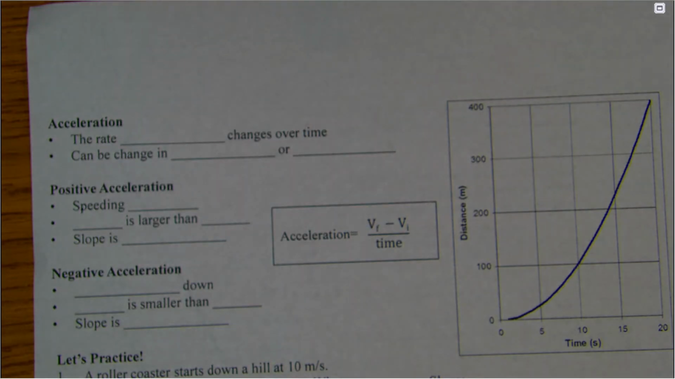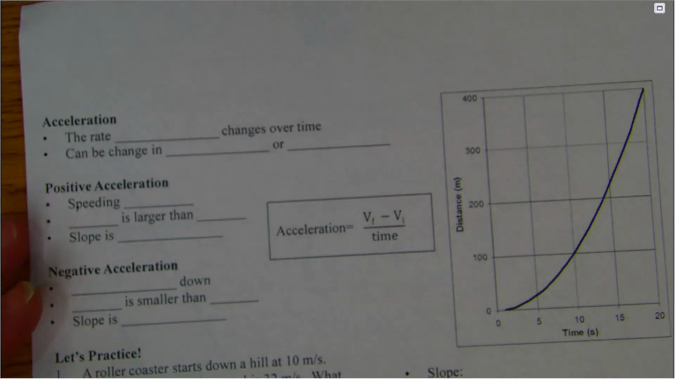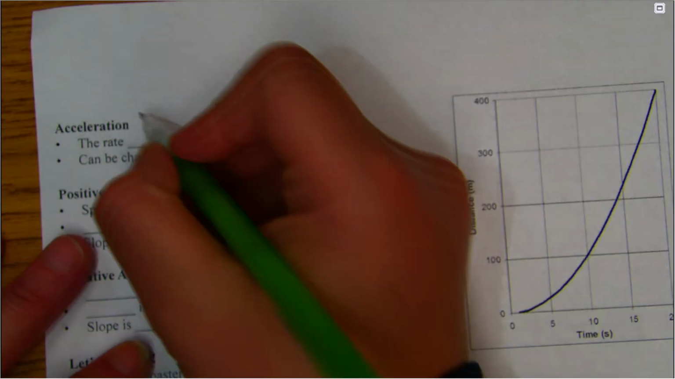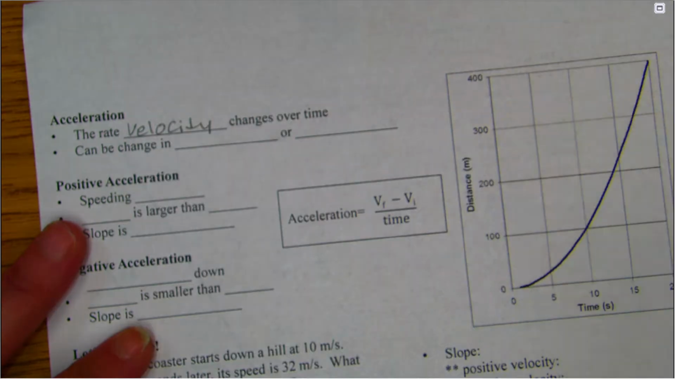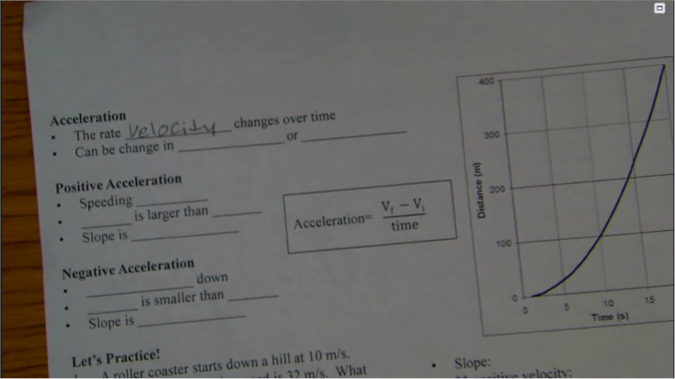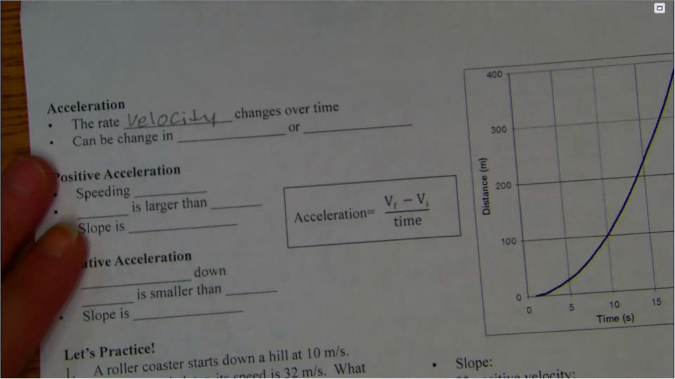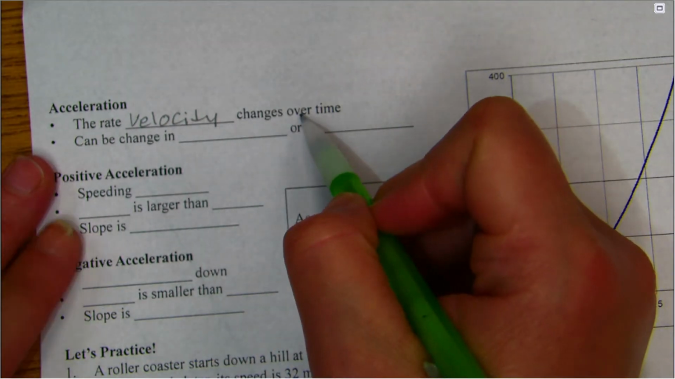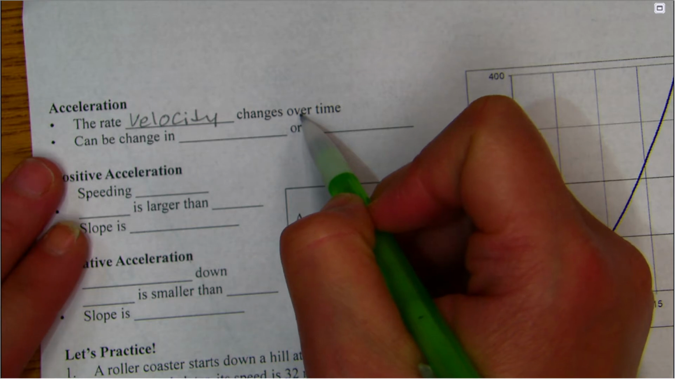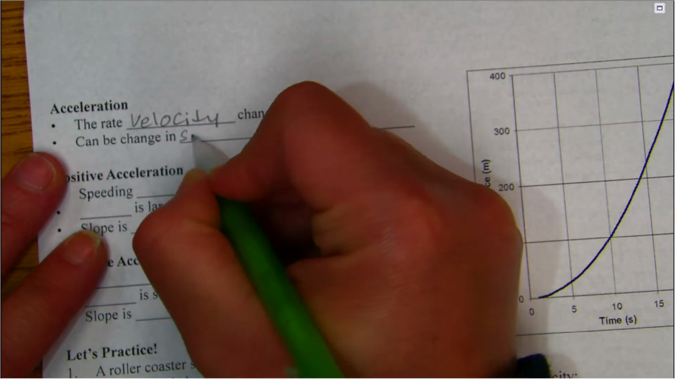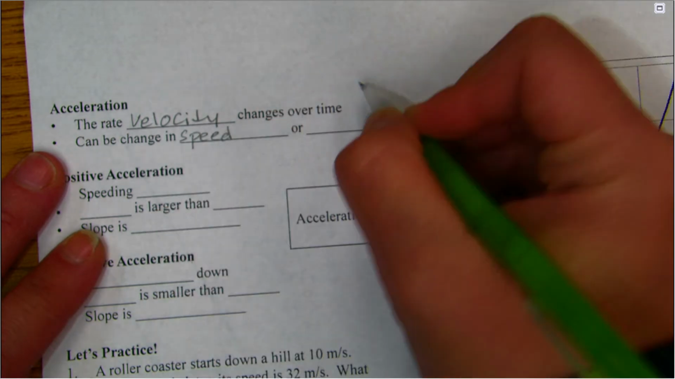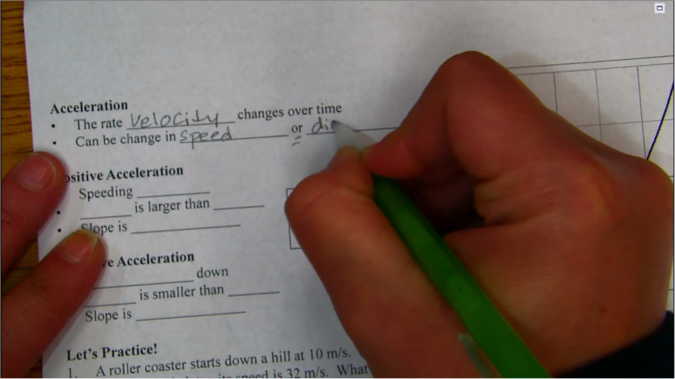So this note section is going to be on acceleration, and acceleration is defined as the rate that velocity changes over time. And we've already looked at velocity, so now we can say, how does velocity change over time? Now, when we talk about acceleration, we can talk about its change in speed or its change in direction.